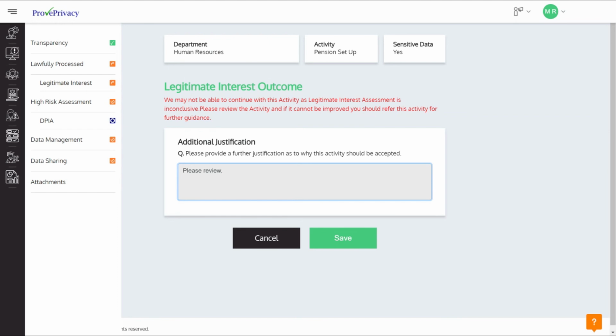When it is determined as a refer, it will be referred for a further decision. This should be discussed with your line manager to establish the next steps. When the assessment passes, the activity can continue with legitimate interests as the lawful basis. You may choose to overrule any past decisions if you still have concerns at the end of the assessment.